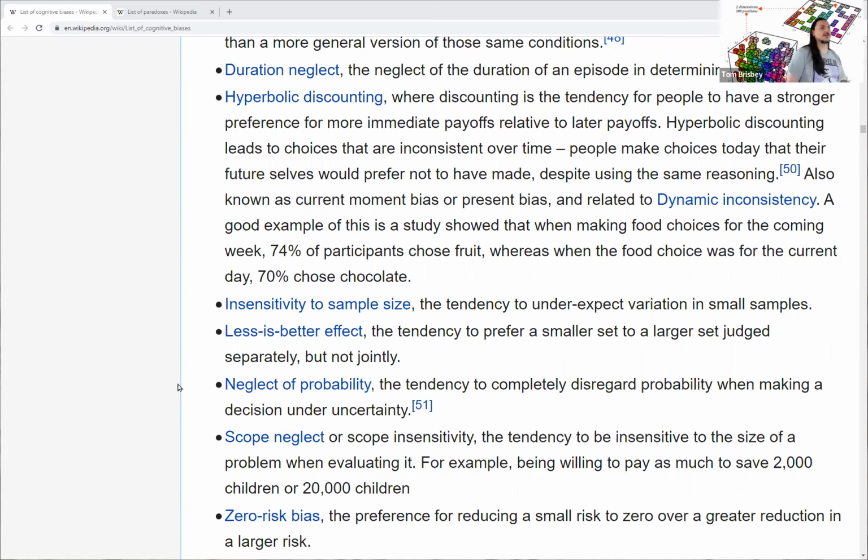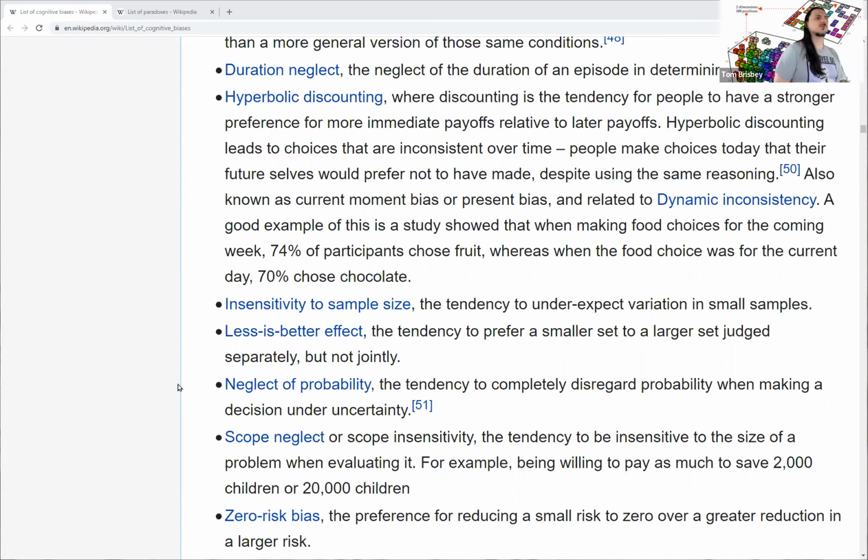Scope neglect, scope insensitivity. Yeah, for example, being willing to pay the same amount to save 2,000 children or 20,000 children. So you look at the problem and decide how much that problem is worth rather than look at that problem and measure how much it would take to fix it. So you put a price cap on how much mental investment is going to go into it.